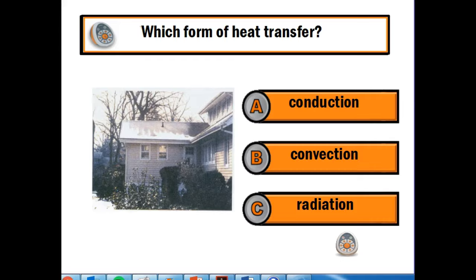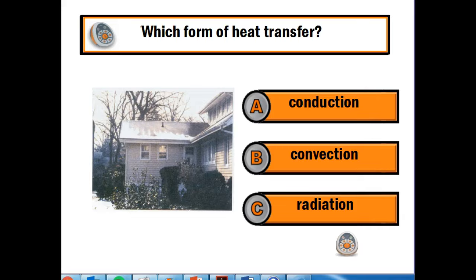Now in this one, we had some snow on a roof, and eventually the snow melted. Conduction, convection, and radiation, all three played a part in what caused the snow to melt. Look at the picture for a few minutes and see if you can figure out how conduction helped the snow to melt, how convection helped it, and also how radiation helped it. Now let's talk about each of these.